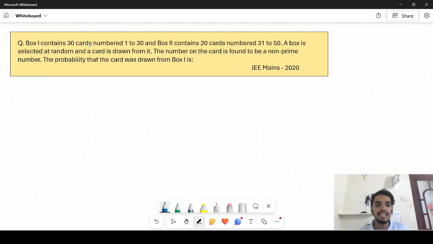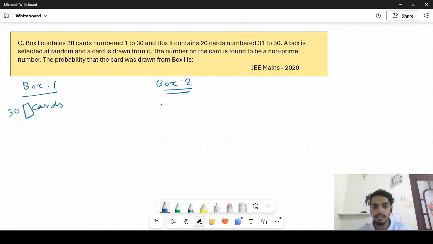Box 1 contains 30 cards numbered 1 to 30. Box 2 contains, I'll write here, box number 1 and box number 2. Box 1 has 30 cards, and box 2 has 20 cards. It is written from 1 to 30, and here it is from 31 to 50, the numbers on the cards.